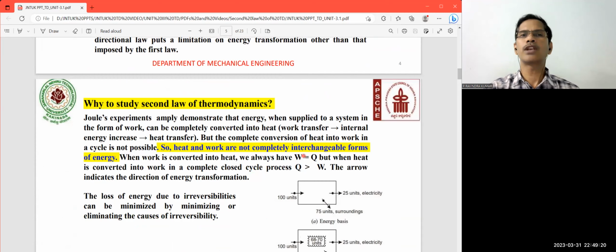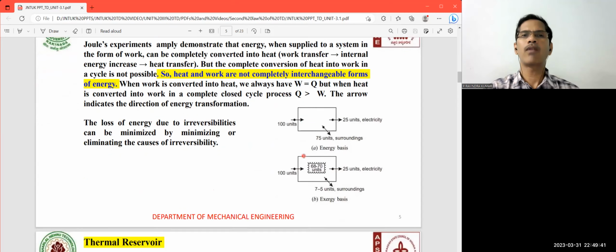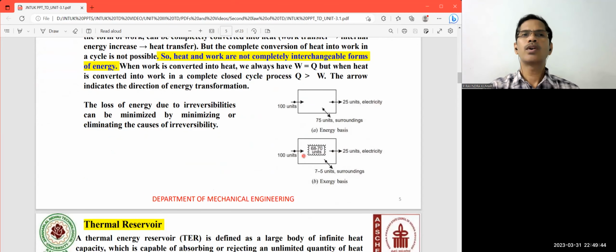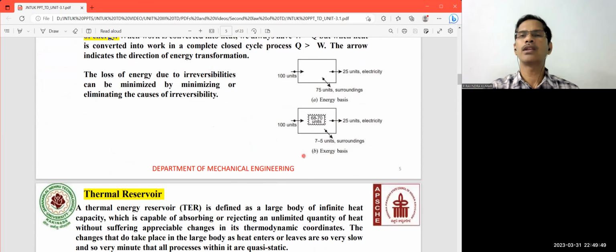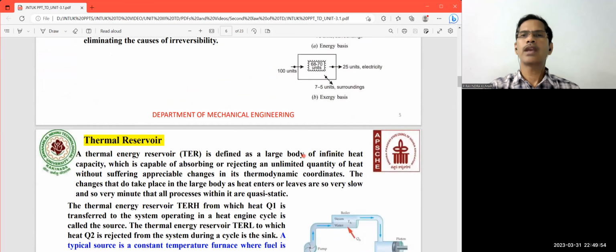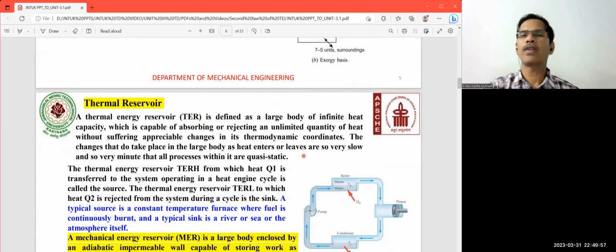Because according to Joule's experiment, it was demonstrated that the energy is conserved. That means all the work can be converted to the heat and all the heat can be converted to the work. But how much heat can be converted into the useful work? To get that information, you need to study the second law of thermodynamics. The loss of energy due to the irreversibilities can be minimized by minimizing or eliminating the causes of irreversibility. In this case, certain basic definitions you need to learn.